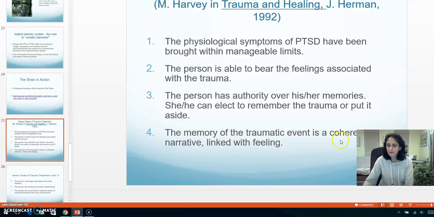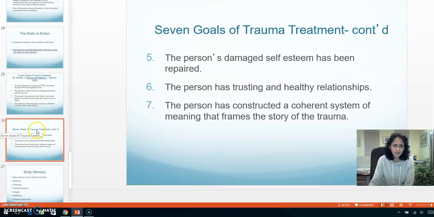The memory of the traumatic event is coherent, narrative linked with feeling. Okay? So some trauma survivors will tell you exactly what happened, but they do it with a blank face. They do it without naming the experience. Okay, so they will tell you very casually, yes, this is what happened, yes, that is what happened. So it's not just the telling of the story, but telling the story linked with the feelings. Okay. So that is also something I want you to pay attention to. And here, the person has constructed a coherent system of meaning that frames the story of trauma.